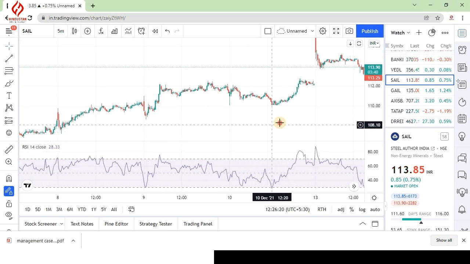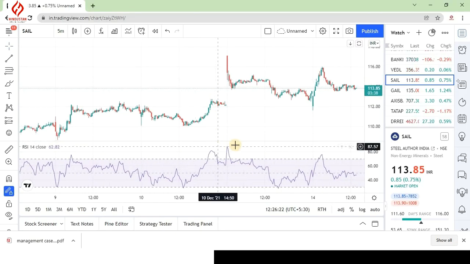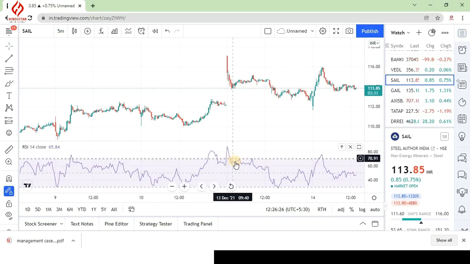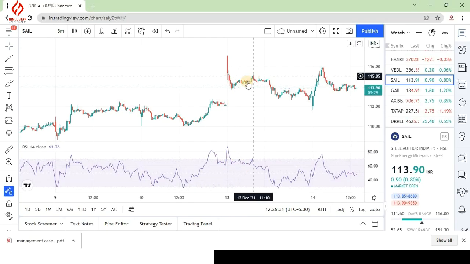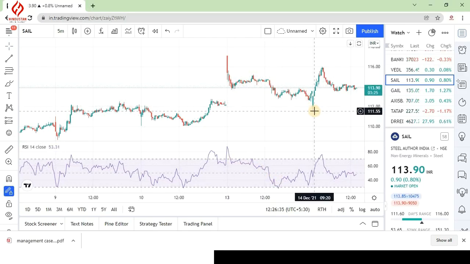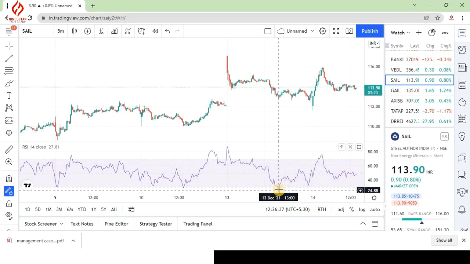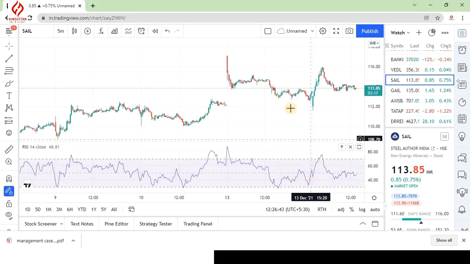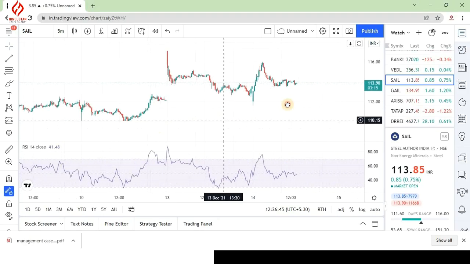And similarly, here you can see it is crossing this 70 reference level. So here this will give you a sell signal. If you sell here, right, till here you can hold. When it comes near this level you can book your profit. So that is how it will give you signals.